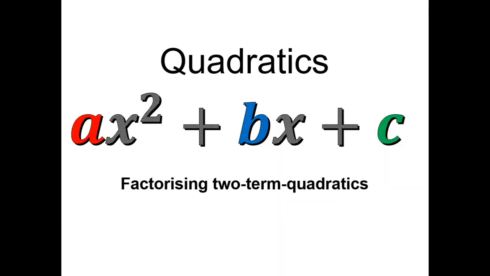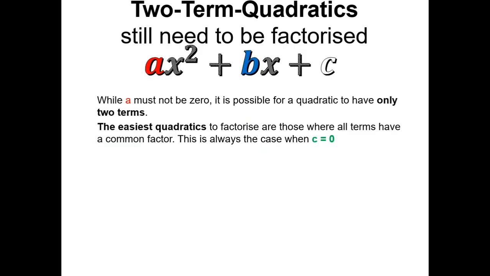Welcome back to quadratics. Today we're going to have a look at factorizing two-term quadratics. Well, the general format of a quadratic is still ax squared plus bx plus c. A two-term quadratic might be where one of those terms is missing, so either a, b, or c is equal to 0. Let's get started.